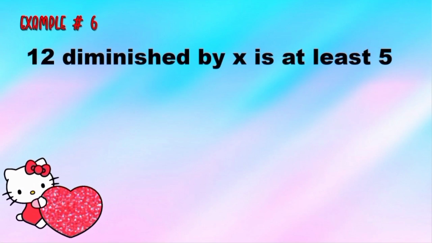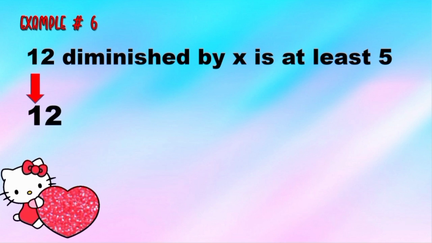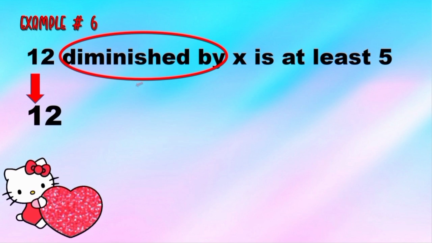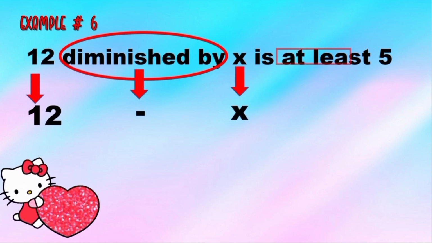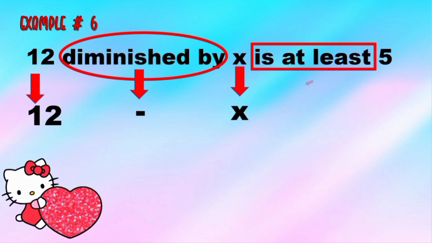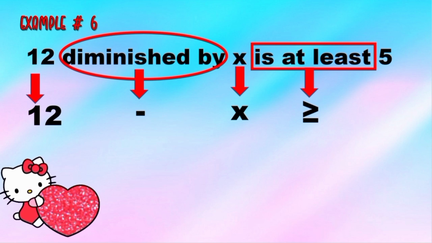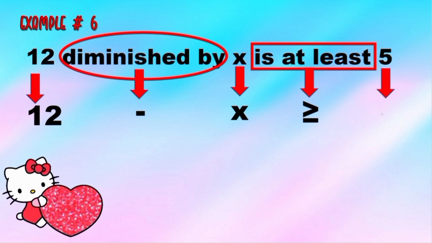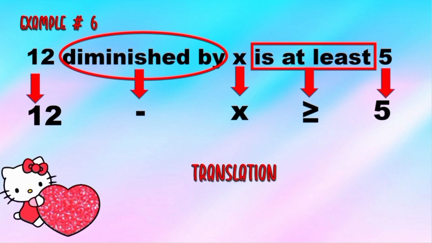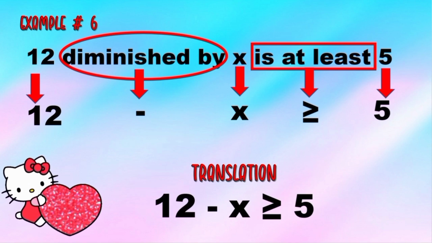Example number 6. 12 diminished by x is at least 5. First, bring down 12. The word diminished by is subtraction. Then bring down x. The word is at least is equivalent to this symbol, greater than or equal to. That is because of the word is and least. Then bring down 5. For translation, we have 12 minus x is greater than or equal to 5.